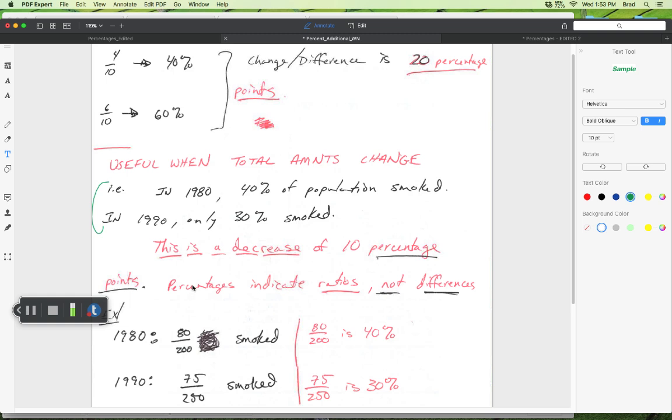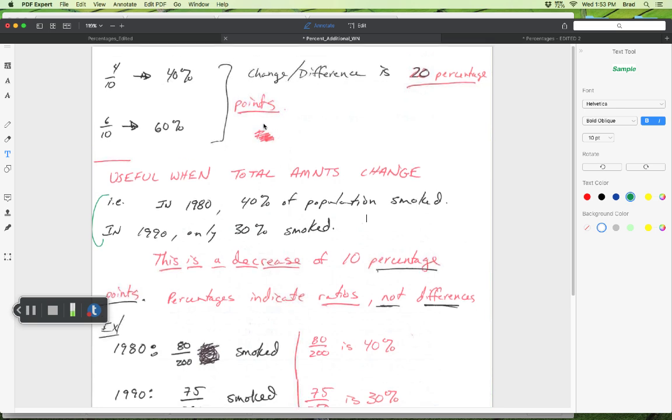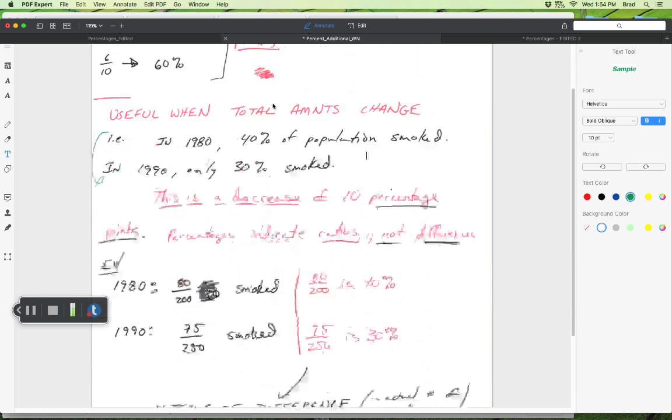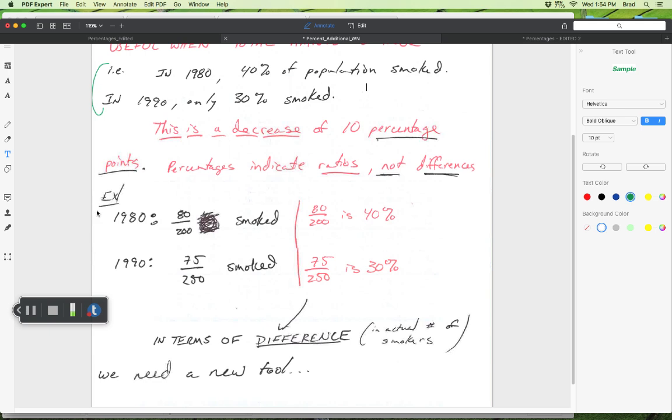Percentages indicate ratios, not differences. So if we need to talk about differences in the sense of these percentages, one way to do it is to talk about percentage points. So let's continue this example down here.